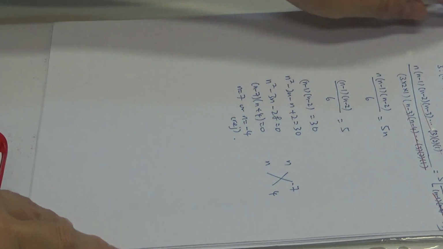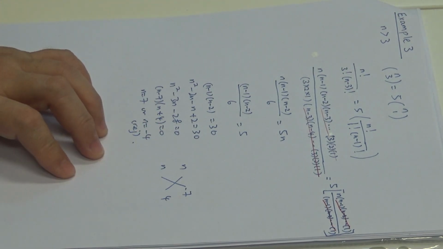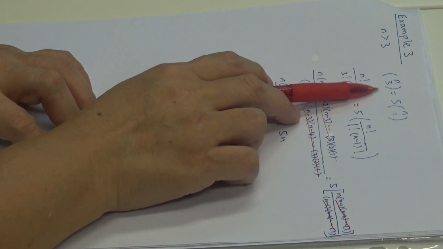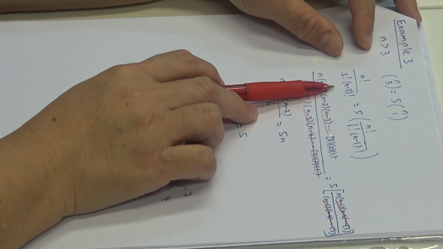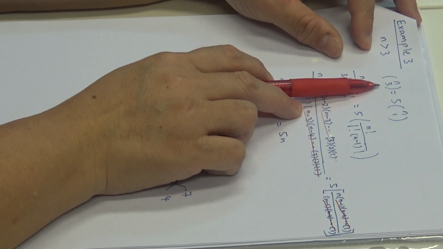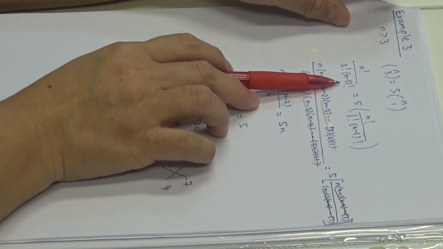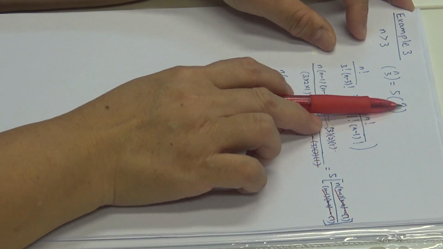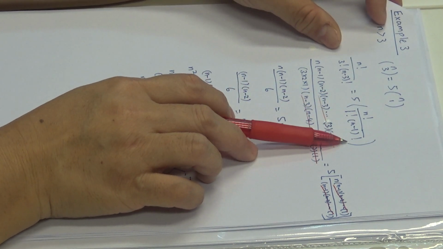Now, I'm going on to example 3. Example 3 says that if n is bigger than 3, find the positive integer of n such that this is equal to this. Now, I always do it from basics. I do not use the formula that they've given. n choose 3 means n factorial over 3 factorial, n minus 3 factorial. And n choose 1 means n factorial over 1 factorial, n minus 1 factorial.